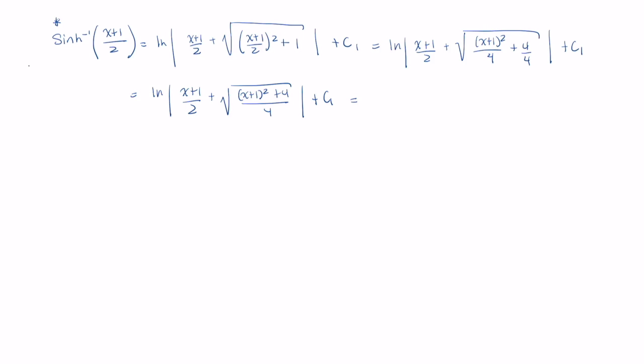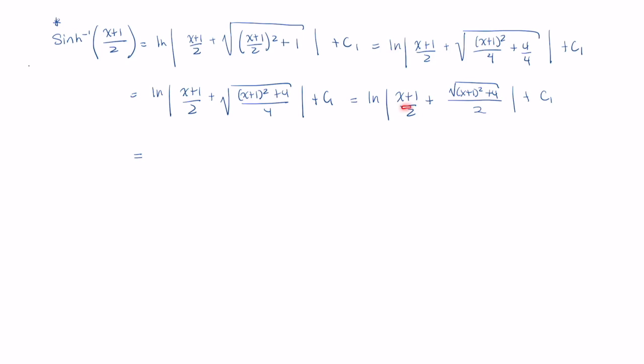And we're going to use the fact that we can split up a square root, so that is a fraction inside a square root, into the square root in the numerator and the square root in the denominator. So let's take care of that. This is the natural log of (x plus 1) over 2 plus, in our numerator, I have the square root of (x plus 1) quantity squared plus 4. And in my denominator, I'm just going to have the square root of 4, which is 2, plus our constant.